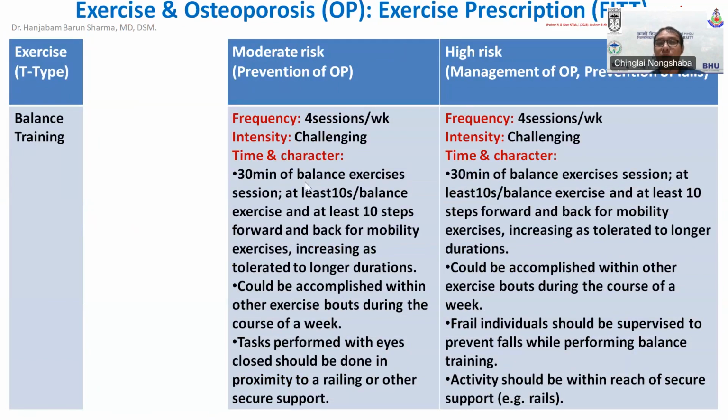Similarly, for the moderate and high risk group, the frequency of balance can be, say, 4 sessions per week for moderate and high intensity. Similarly for high risk also, and intensity can be challenging. What about the characteristics of that type of exercise? 30 minutes of balance exercise, with at least 10 seconds duration per balance exercise.